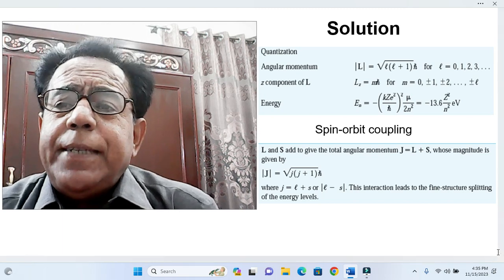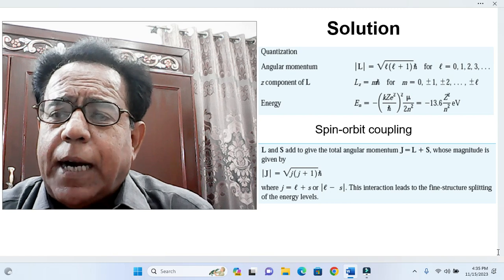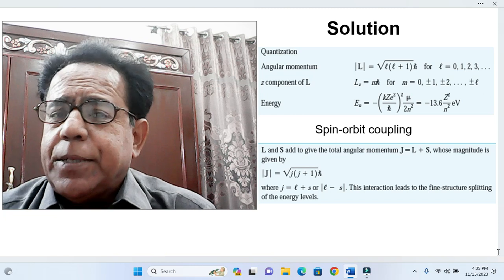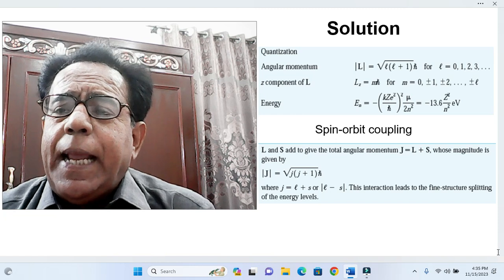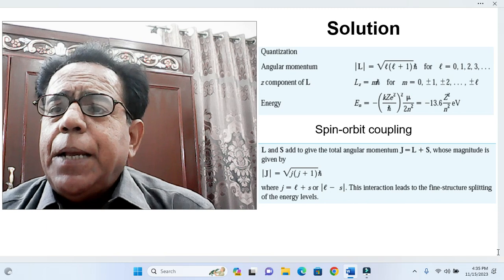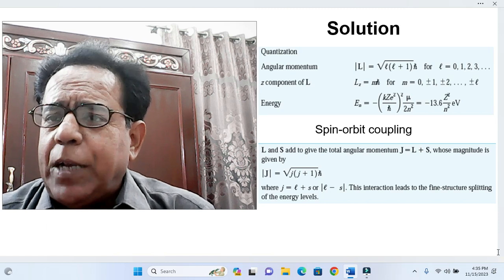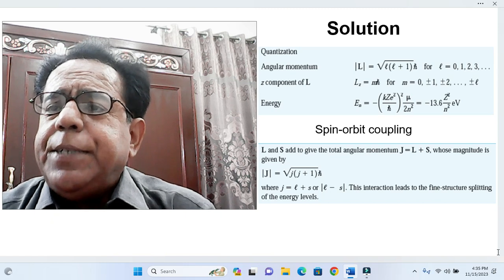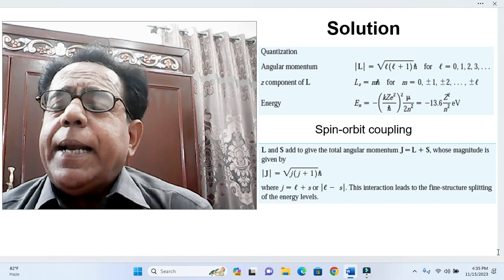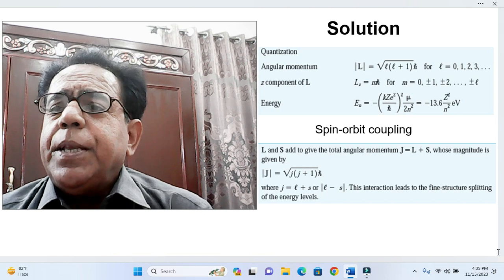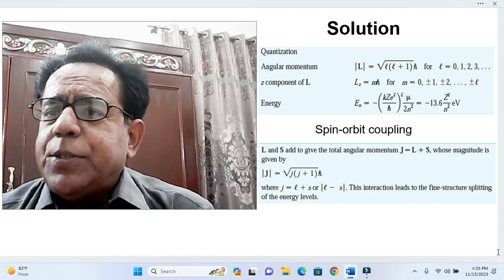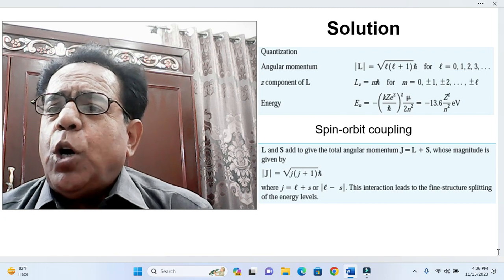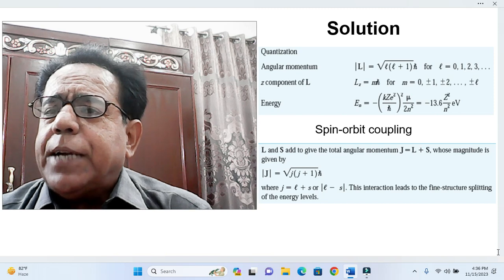Dear students, the first snapshot regarding the solution of this problem is about quantization. The magnitude of angular momentum L is equal to the square root of small l into small l plus 1, into h bar, where h bar, or h reduced, is Planck's constant divided by 2 pi, for small l equal to 0, 1, 2, 3 and so on.